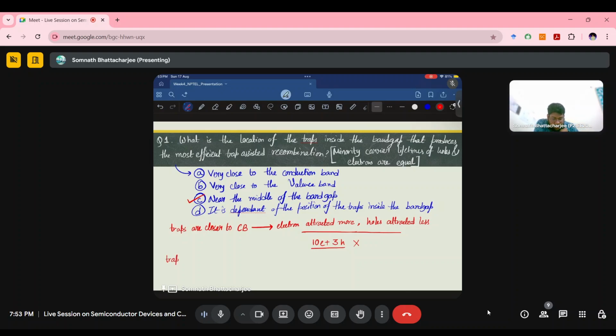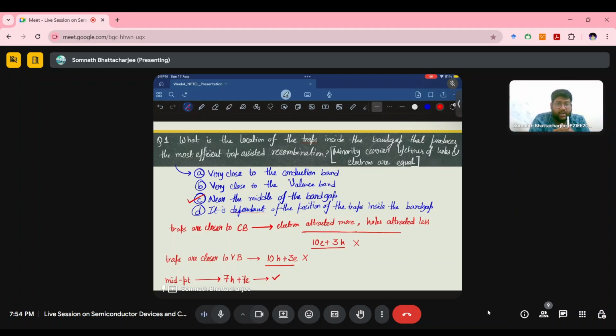Similarly, if the traps are closer to the valence band, the opposite will be there. So let's say there are 10 holes and only 3 electrons, so it would be inefficient as well. But if it's at the midpoint, there would be much fewer electrons and much fewer holes. Let's say only 7 holes and 7 electrons, but they will recombine fully because the carrier lifetimes are equal. So based on that, there will be a full recombination.